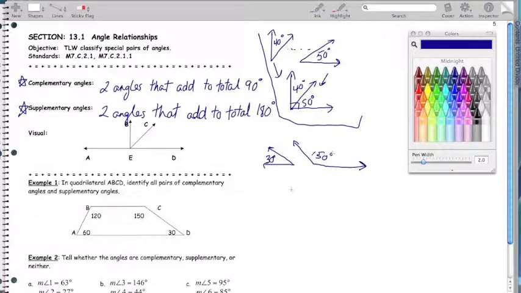If I meshed these two together, this would be my first one coming down here, 30 degrees. This is my second one, 150 degrees, but together they make one big line, 180 degrees. This is an example of supplementary angles. These two angles total to give us 180 degrees. Notice 180 degrees is actually a straight line.